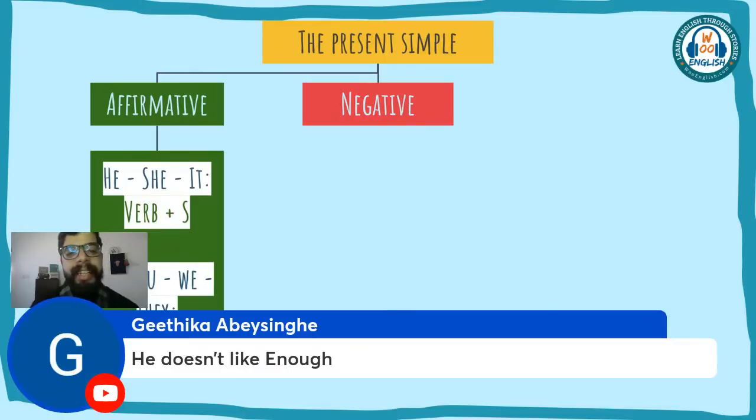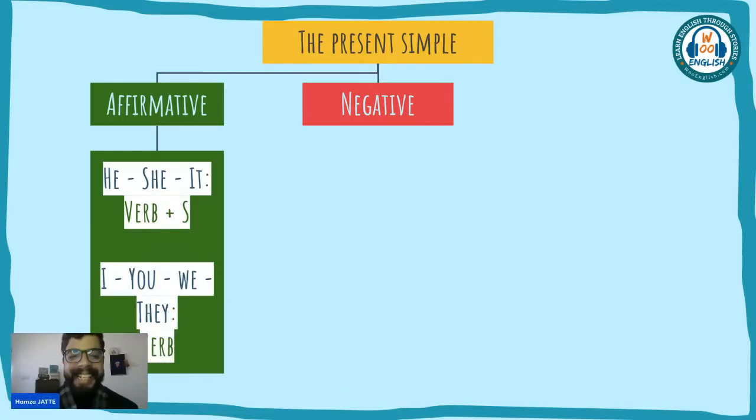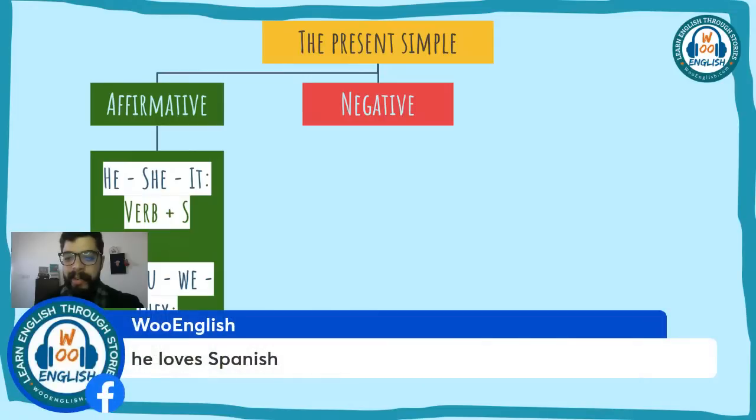So he doesn't like English. Great, Getika. He doesn't like. I like English. It can't be negative. Great. You can then use the sentence on me. All right. But Getika got it. So for the negative, okay. What about he doesn't like English? What about this one? He loves Spanish. Can you give me the negative of this sentence? He loves Spanish. What is the negative?